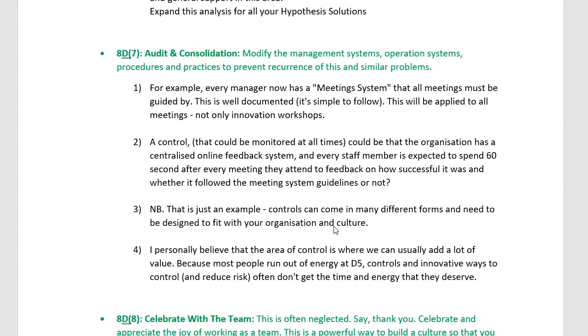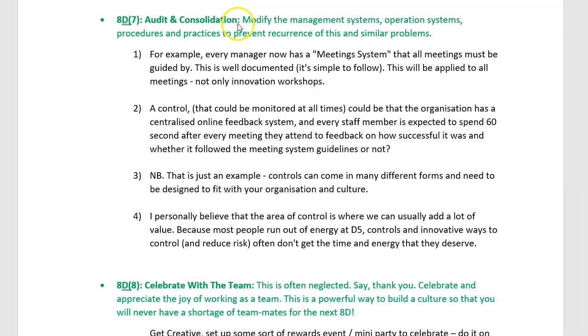8D Discipline 7, Audit and Consolidation. So this discipline is all about fully implementing your new systems, policies, approaches, and monitoring your controls to ensure that everything is running smoothly. For example, every manager now has a meetings system that all meetings must now follow. This is well documented, but it's still simple to follow. This will be applied to all meetings, not only innovation workshops.